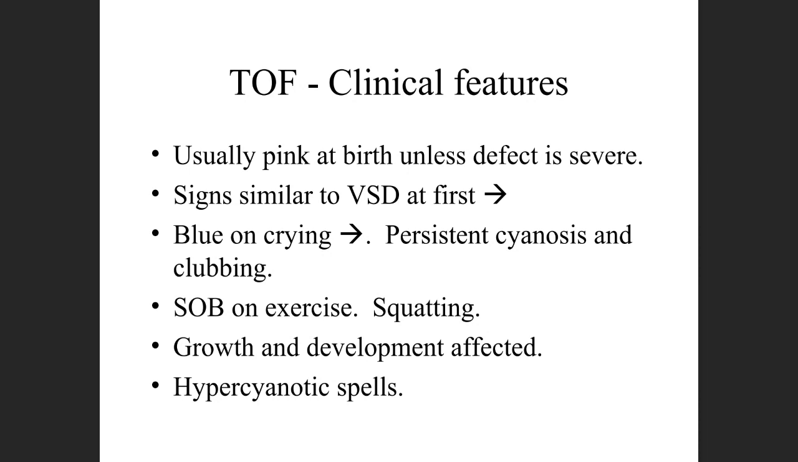If you increase the systemic vascular resistance, it's going to reduce the flow of blood from the right ventricle across the defect into the left ventricle. So the patient will become less cyanosed. Agreed?